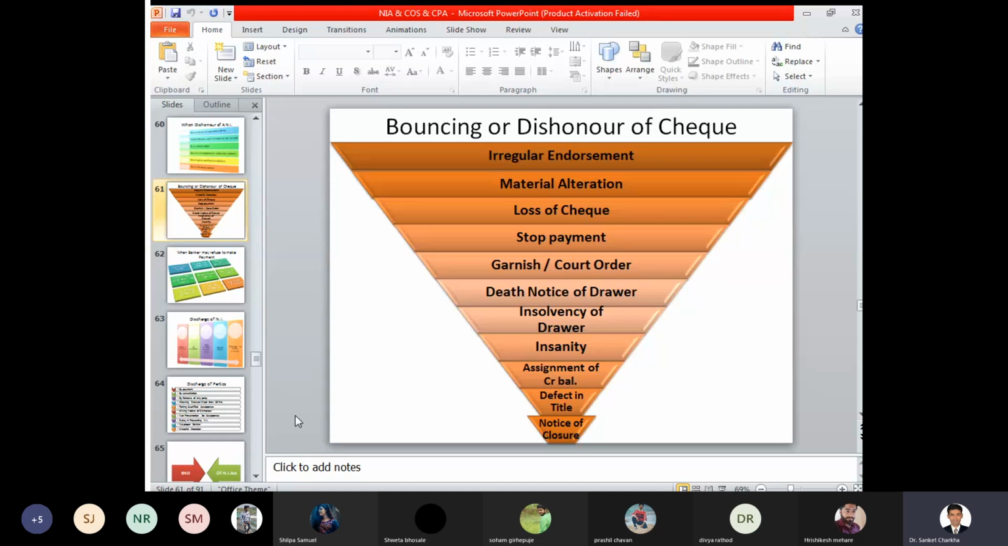So in this case, if the death of the drawer comes into existence, or if the person who has prepared that particular check gets insane, or gets insolvent, or dies, then in this case also the bank can refuse to make the payment, or the check gets bounced.